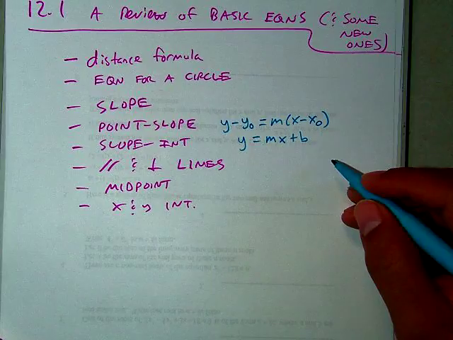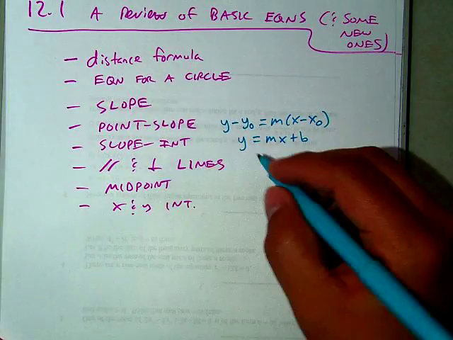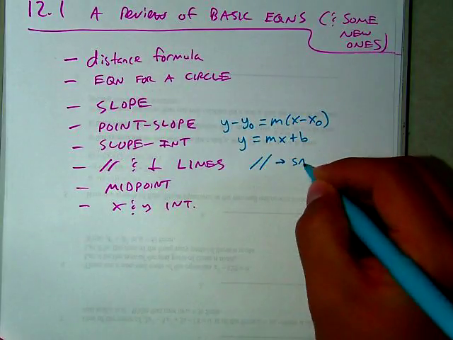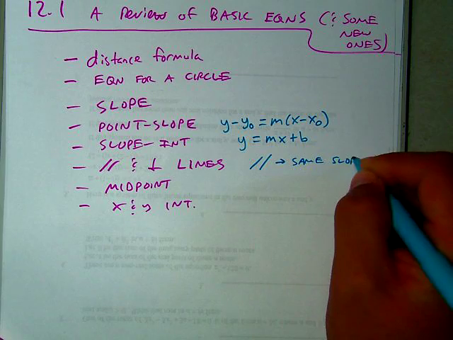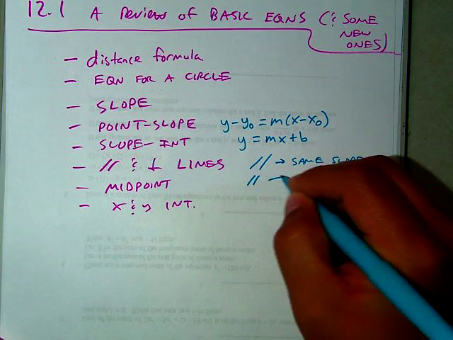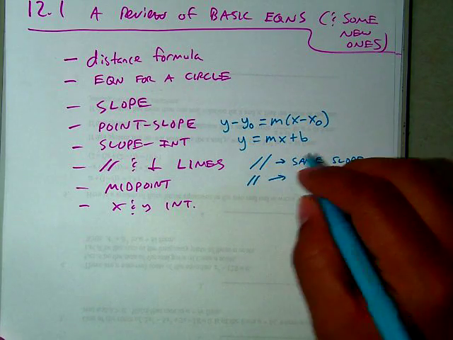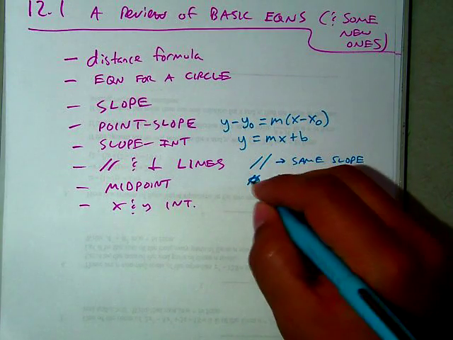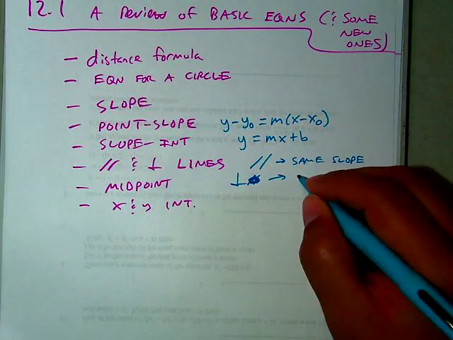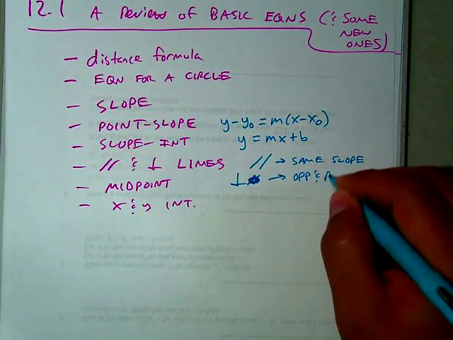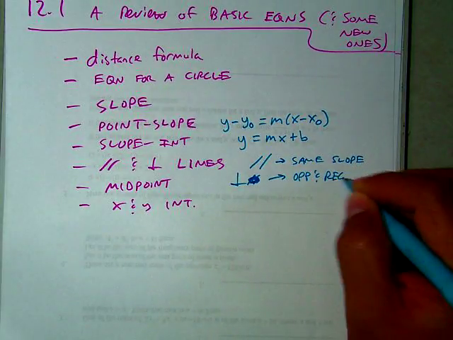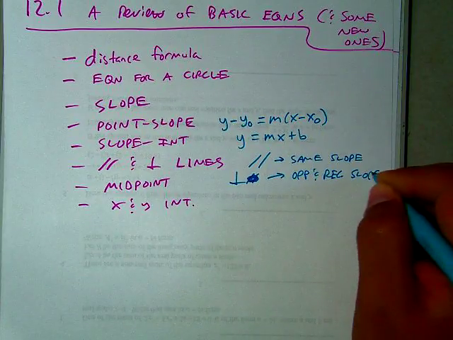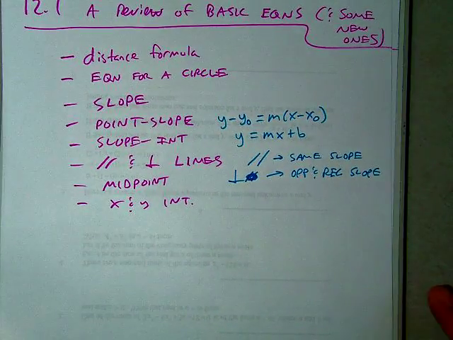And then parallel lines just have the same slope. Yep, parallel means same slope. And then perpendicular have the opposite reciprocal. That is correct. Oh, I just wrote the same symbol twice. This should be perpendicular, and that is opposite and reciprocal slope, yes. Others?